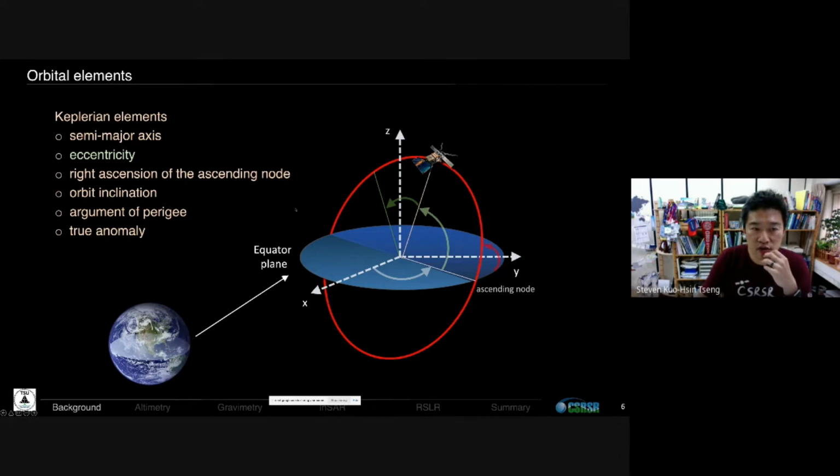And the next one, the right ascension of the ascending node, talks about the orientation of this orbital plane relative to the x-axis, relative to the vernal equinox. I think we can pass this. And the next one is the orbital inclination. Inclination is this right here. It's the angle between the equator plane and the orbital plane.